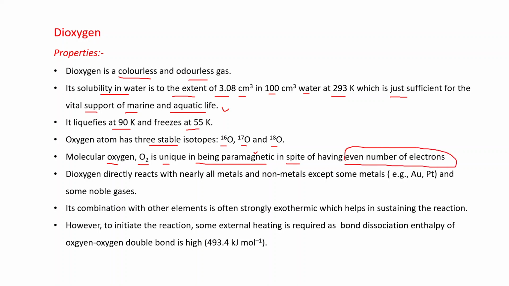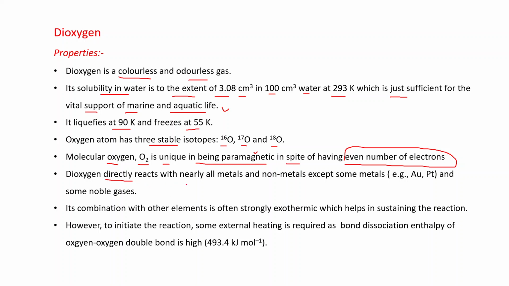Dear student, dioxygen is made up of two atoms of oxygen, each atom of oxygen having 8 electrons. It means in O2 there are 16 electrons, an even number of electrons. But as per the molecular orbital theory, O2 has 2 unpaired electrons in anti-bonding pi orbitals. That's why this is paramagnetic in nature.